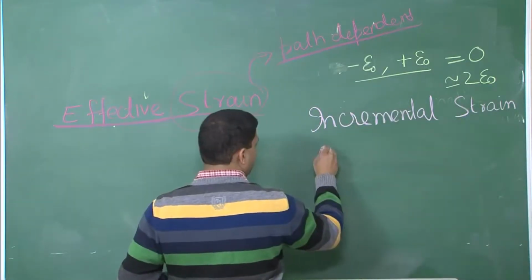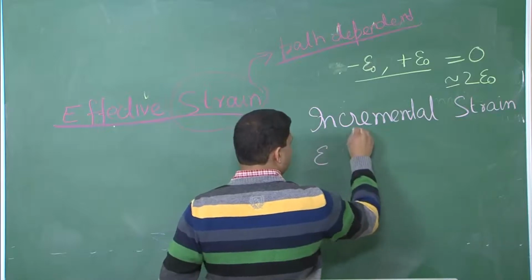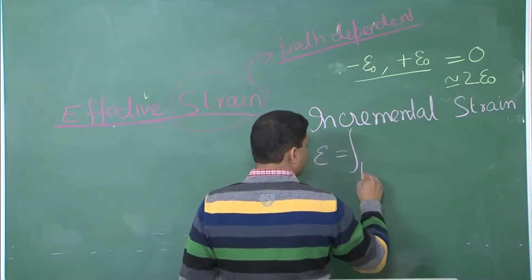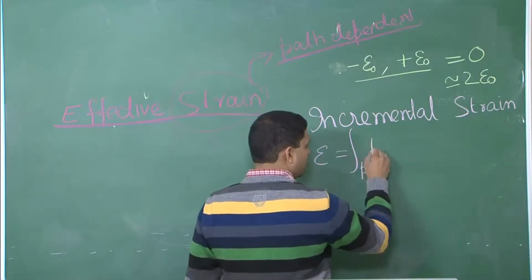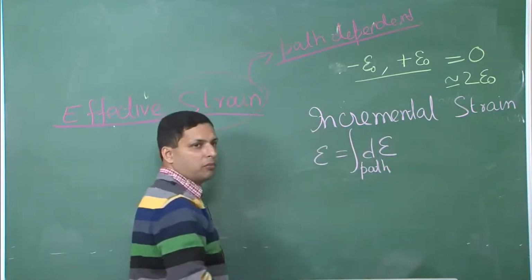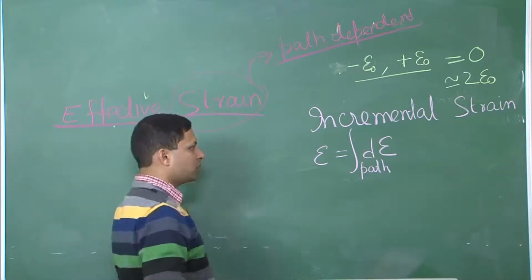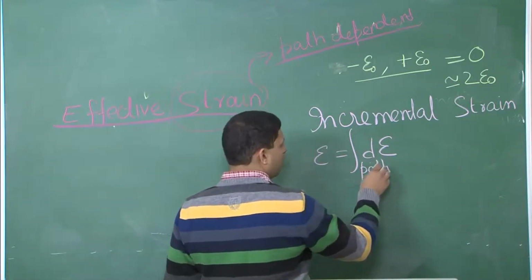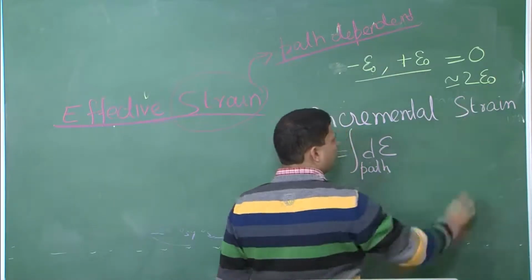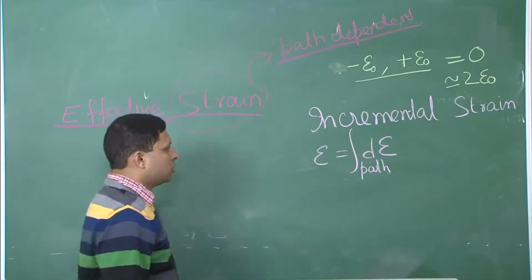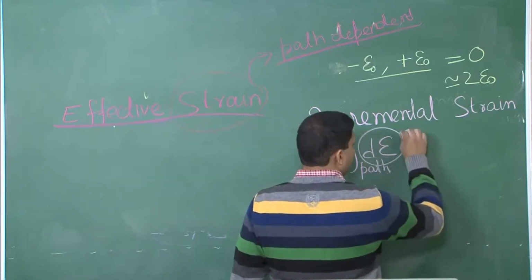Now if you use the incremental strain, then in that case the strain is based on the path that you are taking, the sum of these incremental strains, and from this you would be able to show very easily that minus epsilon naught plus epsilon naught will come out to 2 epsilon naught, and this is the incremental strain.